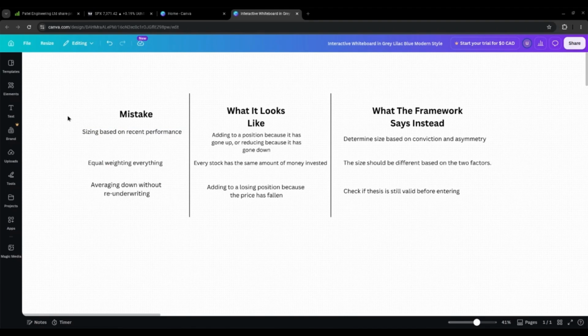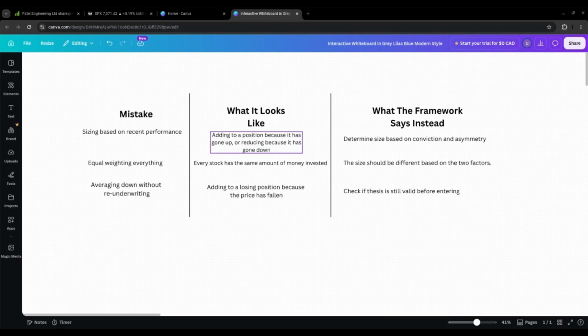Mistake number one: sizing based on recent performance. What it looks like: adding positions because it has gone up, reducing because it has gone down, without any corresponding change in the thesis or in the conviction and asymmetry assessment. This is the outcome dependent investor making a sizing decision.